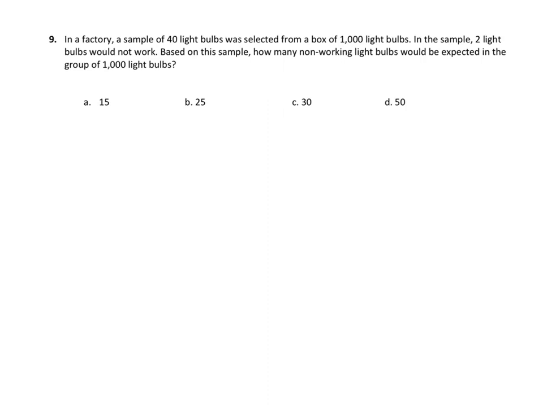When we are trying to figure out numbers, I like to make proportions. A proportion is when two fractions are set equal to each other. So we know that 2 out of 40 light bulbs didn't work. And we're looking for how many light bulbs out of 1,000 wouldn't work. So here we have our proportion, and we did that just by reading.